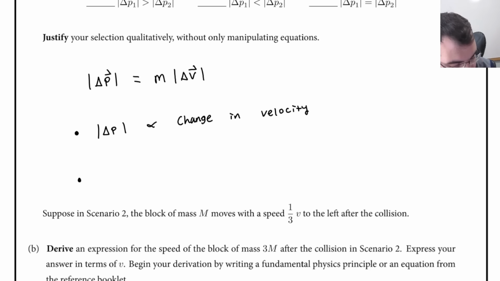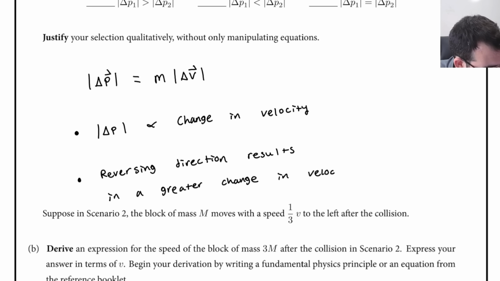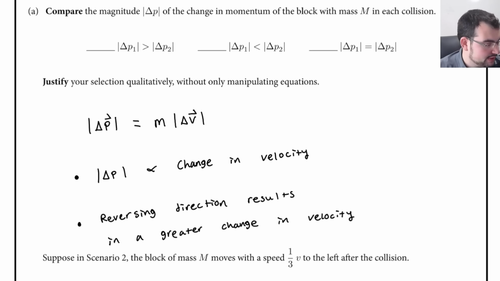So we can say for our second fact statement here, we can say that reversing direction results in a greater change in velocity or momentum. Either way works. So here's how you get your points here.